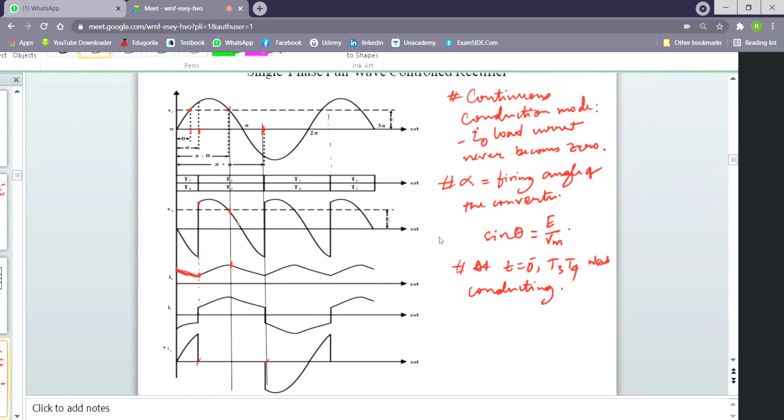our load voltage V0. As you can see, this continuous conduction mode will be possible only if I0 remains greater than 0 till T3 and T4 is fired again at omega t equal to pi plus alpha, whereupon the same process again repeats.